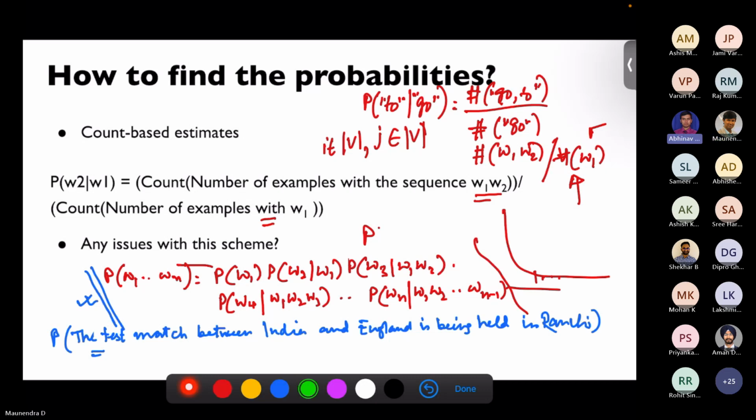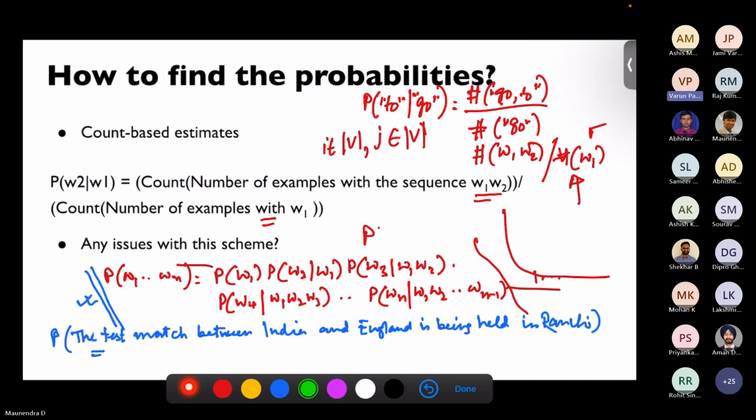No, we can use log on both sides, because the multiplication values will reduce to very small numbers. Anyone else? Sir, maybe Ranchi would be problem in some sense because the entire sentence is correct.